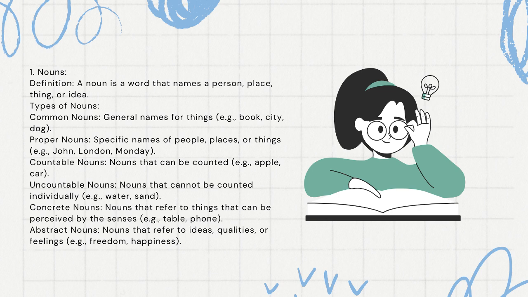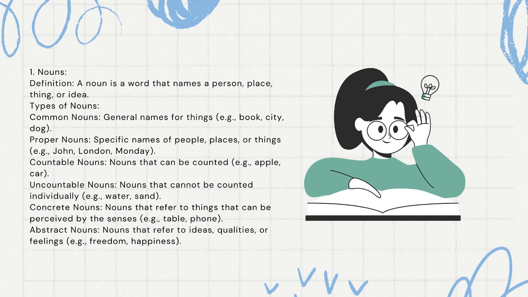Countable noun. It is a noun that can be counted, like apple, car, pencil, pens. Uncountable noun. A noun that cannot be counted individually. For example, like water, sand. Concrete noun. It is a noun that refers to things that can be perceived by the senses. For example, a table, a phone, a laptop.